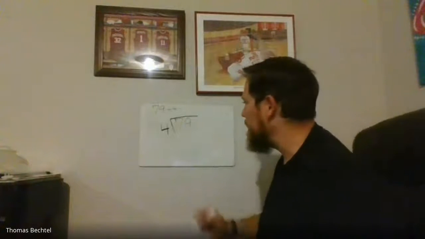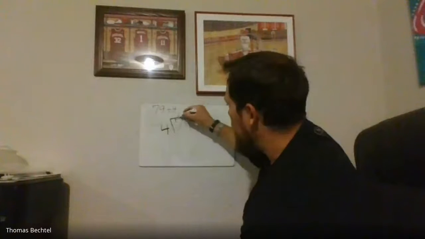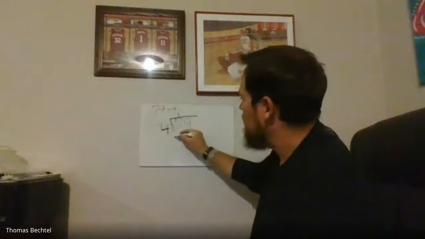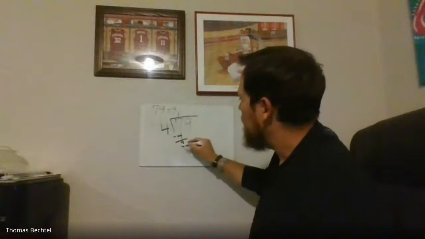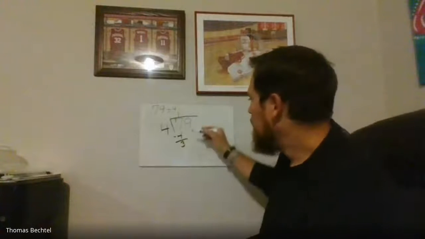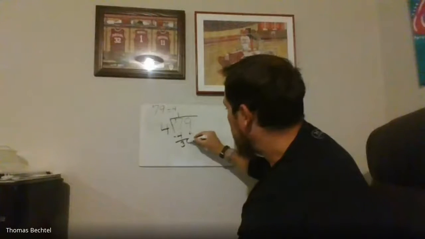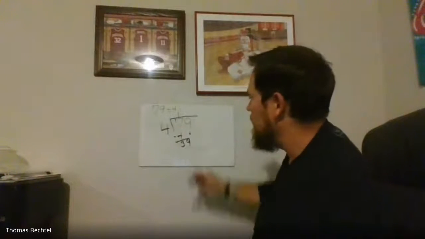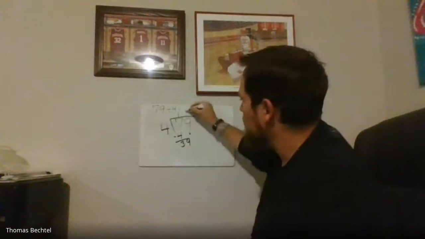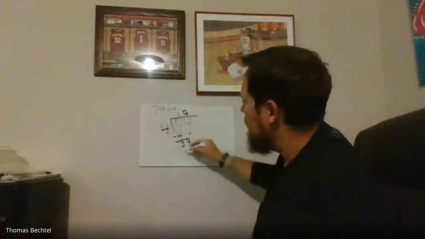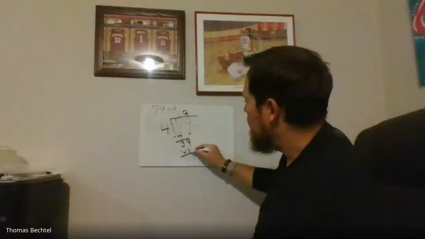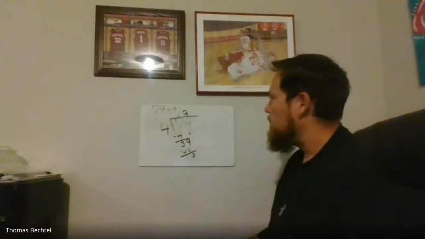So look at the 7 tens. I can take 7 divided by 4 just one time. 1 times 4 is 4, so we have 3 left over. Okay, so we bring the 9 down. So now we have 39. I know that 4 times 10 is 40, so this will be 9. 4 times 9 is 36. 39 minus 36 is 3.